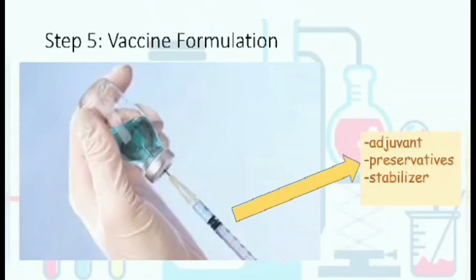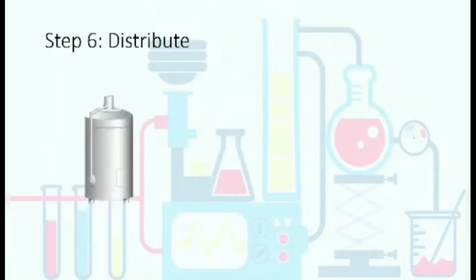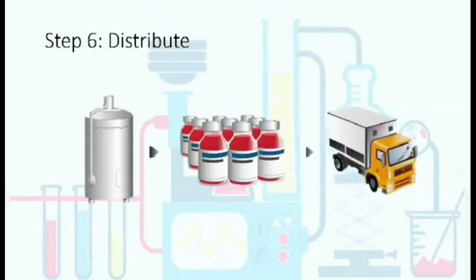In the final step, all the components are mixed in a production vessel to produce the final vaccines. Then, quality control tests such as purity test will be done on the vaccines. Finally, the vaccines are distributed to related authorities.